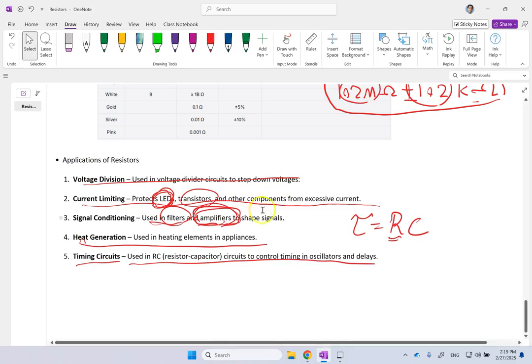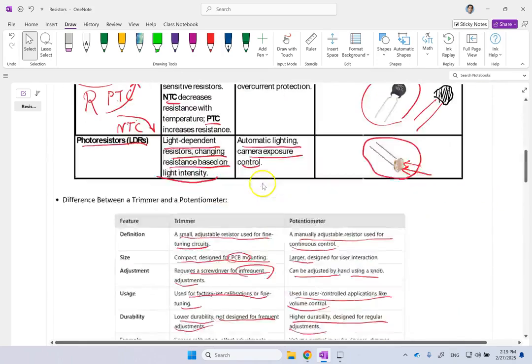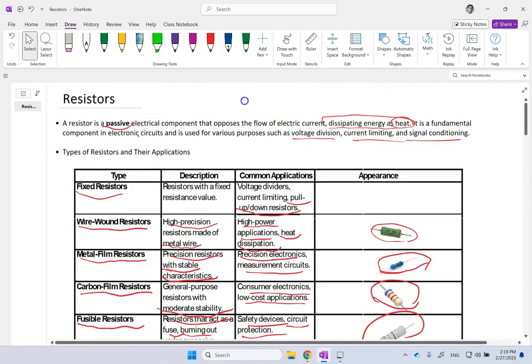Okay, so there are lots and lots of applications of resistors, and as I go through my videos, you're going to see more and more of their applications because resistors are everywhere.